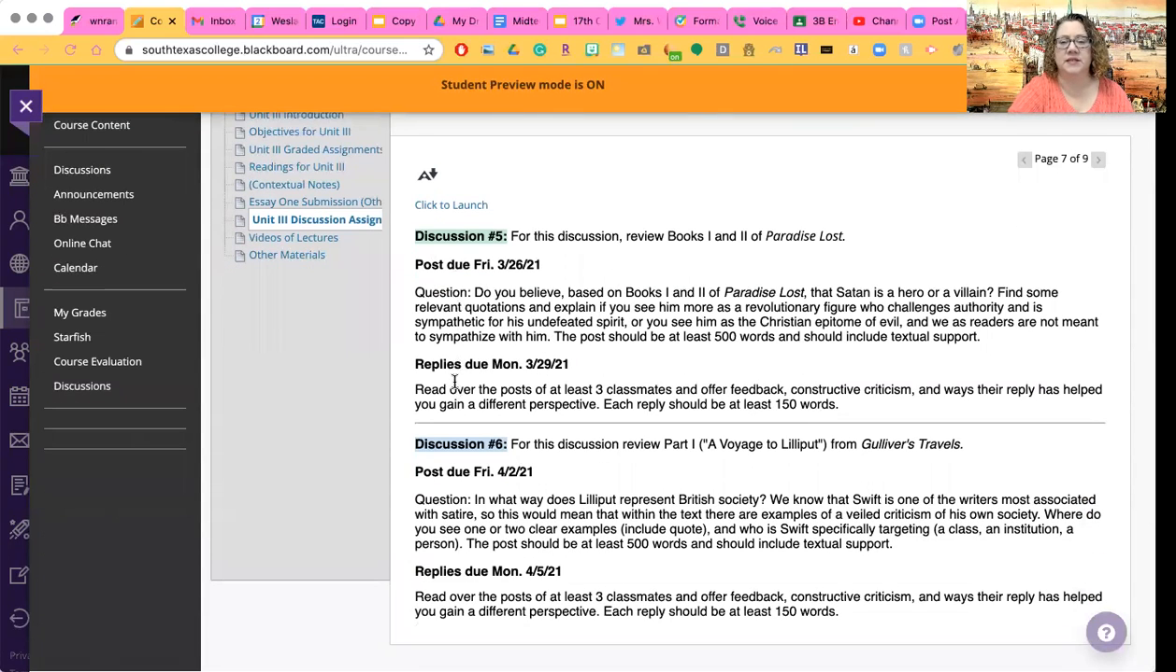Discussion 5 and 6 are associated with this unit. Number 5, which is due the Friday after spring break, is on Paradise Lost, and then the one the following week is on Gulliver's Travels. I did not make a discussion due next week. I could have made the Paradise Lost one due next week because we'll be finished with Paradise Lost on Tuesday, but I figured you would be taking your midterm toward the end of next week. So I wanted to make sure that you didn't have any competing assignments, and I postponed it to the week after.